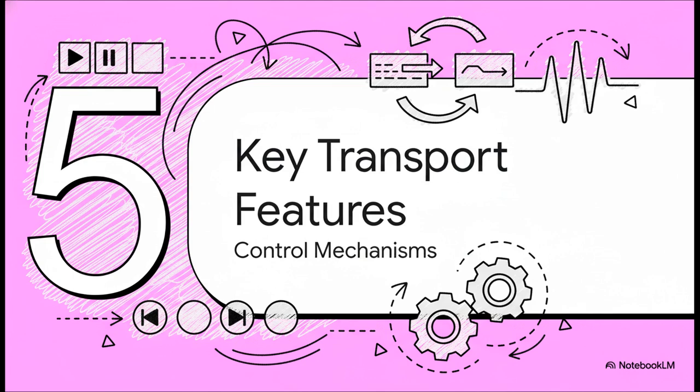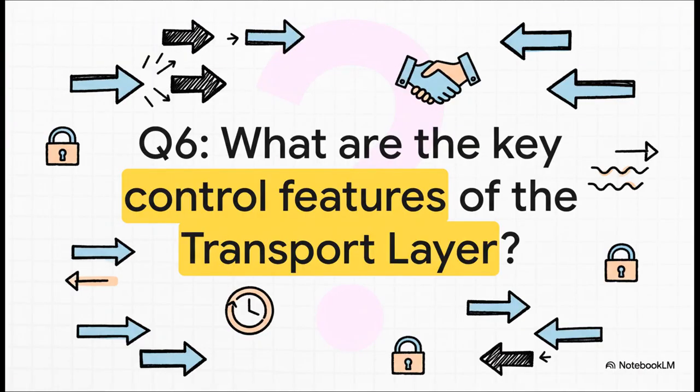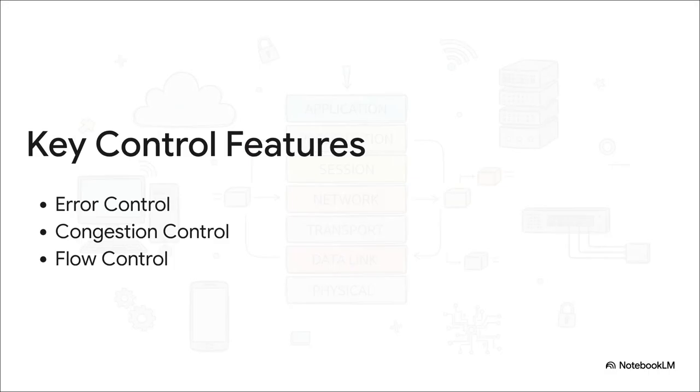Now, to wrap things up, let's look at a few other smart features the transport layer uses to keep everything running smoothly. So apart from just chopping up and reassembling data, what other key control mechanisms does the transport layer have up its sleeve? Well, there are 3 other really important control features. You've got error control, which uses something called a checksum to make sure the data didn't get scrambled. And then you have 2 that sound similar but do very different things: congestion control and flow control.